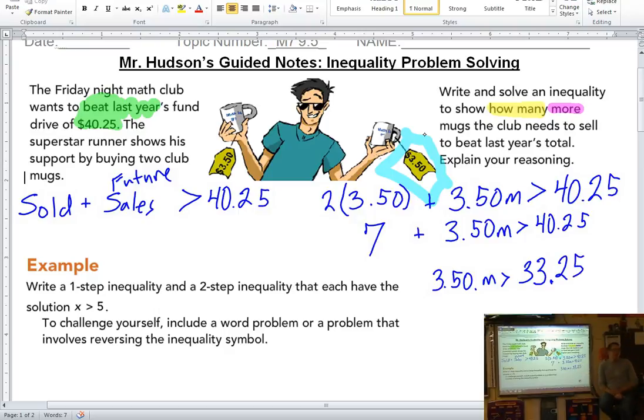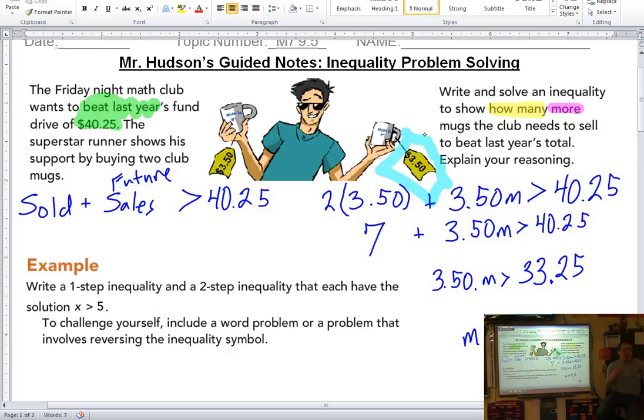And when we go to get the m by itself, Inish, what's the last thing we do here? We divide by 350 on both sides, and we would get 9.5. What'd you get? I'm pretty sure it's 9.5.